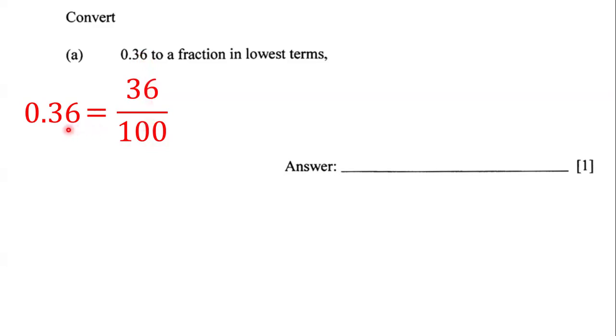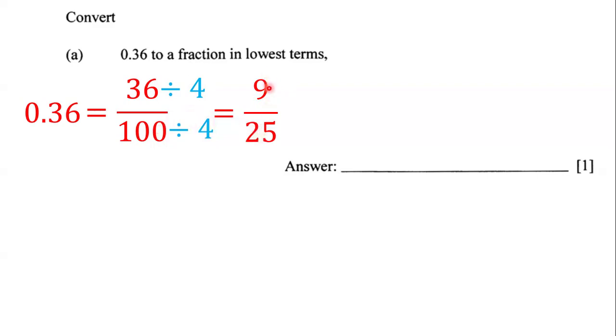That is 0.36 expressed as a fraction, but it's not in lowest terms yet, right? 36 over 100 is not in lowest terms yet. What we have to actually do is find a number that can go into both 36 and 100. And so let's use 4, right? So we say 4 into 36. How many times does 4 go into 36? 4 goes into 36 9 times, and 4 goes into 100 25 times.